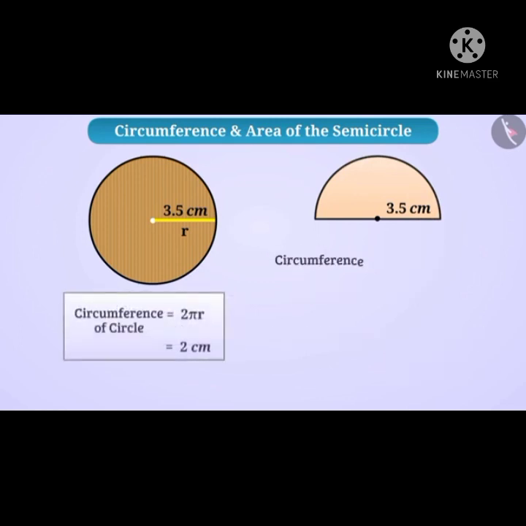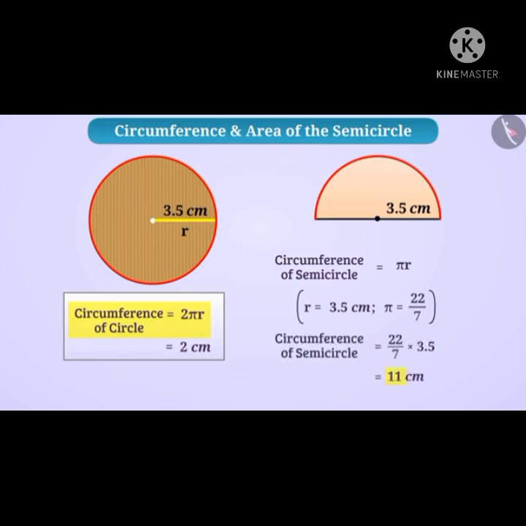Similarly, the circumference of the semicircle is half the circumference of the circle. So, the circumference of the semicircle will be pi r. In this way, by taking r is equal to 3.5 and pi is equal to 22 by 7, we will get the circumference of this semicircle as 11 centimeter.